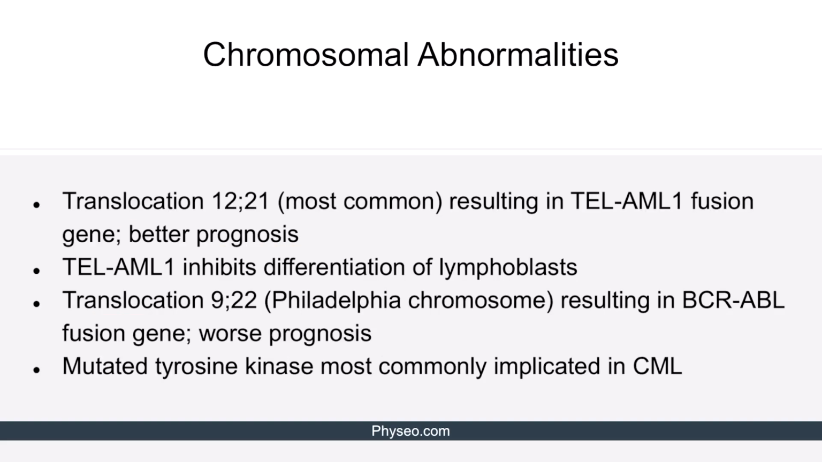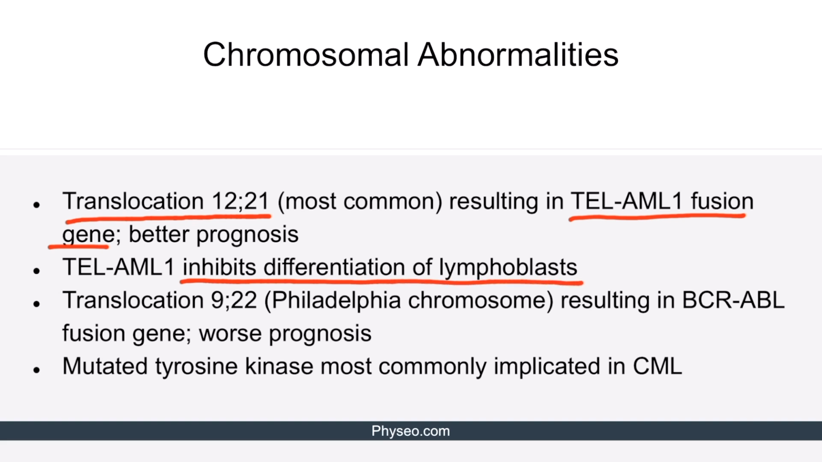There are two chromosomal abnormalities characteristic of ALL. The most common abnormality is a translocation between chromosomes 12 and 21, resulting in the TEL-AML1 fusion gene. Patients with ALL accompanied by this mutation have a better prognosis. The protein product of this fusion gene inhibits the differentiation of lymphoblasts.